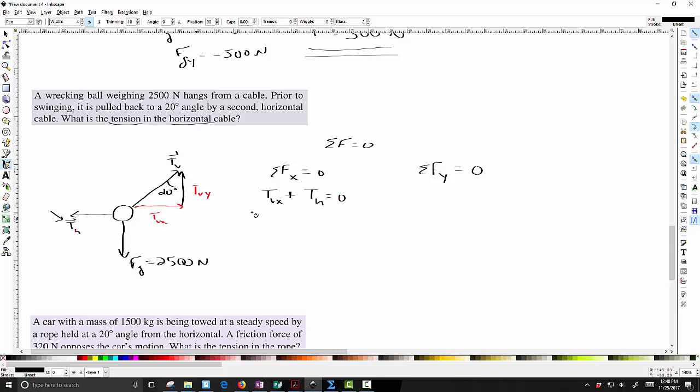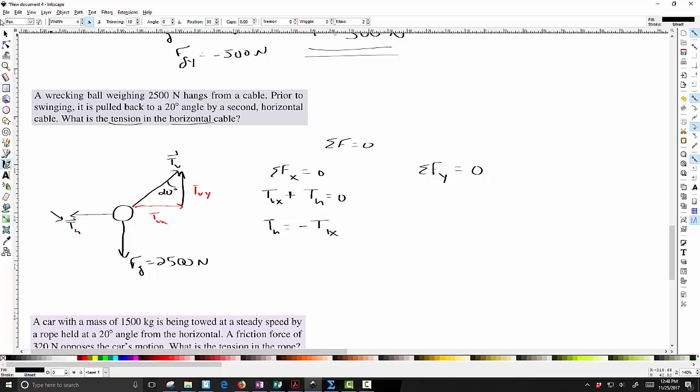And I'm trying to find the tension in the horizontal. Oh, look, this is it right here. I don't even have to work in the y, or maybe not. Let's see. So I know that my tension in the horizontal is going to be the opposite of T1 in the x direction.